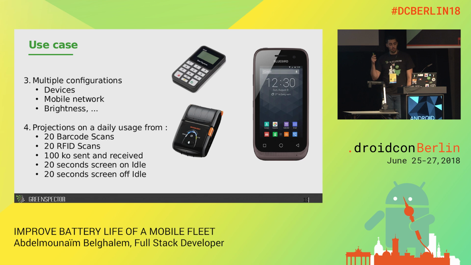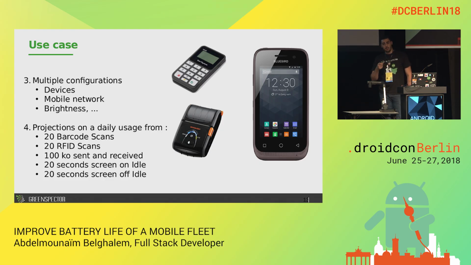Then again, we tested the mobile network. As I said, in trains, there is not always 4G or Wi-Fi or 3G. A lot of the time it's 2G, and it's really important for them to know how much their application will cost in terms of energy during this train trip.